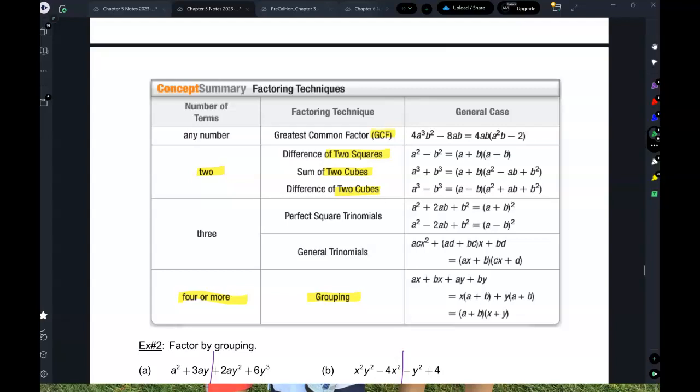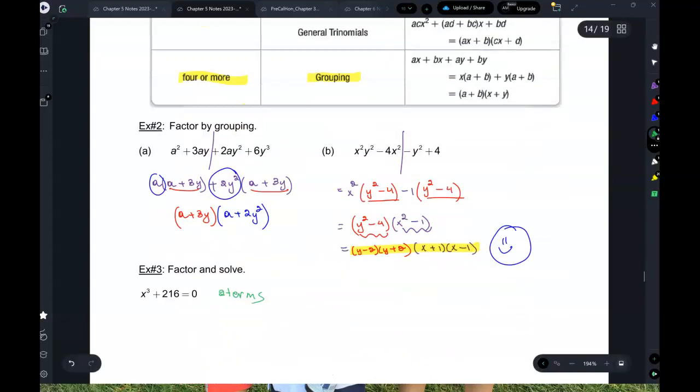If you have 2 terms, here are the different things you can do to factor. Now, is this a difference of 2 squares? Is it a perfect square? Is 216 a perfect square? Let's try it out. Take the square root of 216. Do you get an integer? What do you get? No. It's not a perfect square. Okay, so now, is it 2 cubes? What is it the cube of? Right. So we're going to factor by cubes.